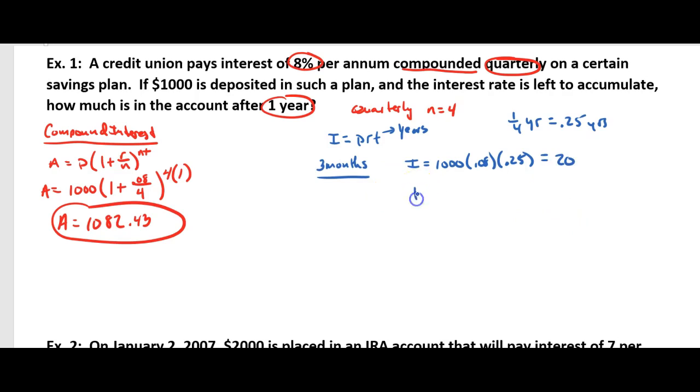So now your new principal, your new P, is going to be the $1,000 plus $20, which now you have $1,020.